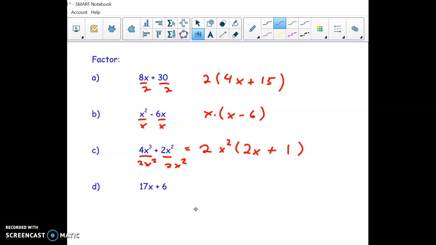And then the last one is kind of a trick one. They don't both have x, and there's no number that evenly divides 17 and 6. So I put this one here just to be mean. That one does not factor, which will happen sometimes in these questions. So that one does not factor.